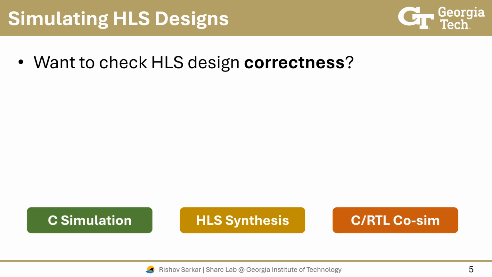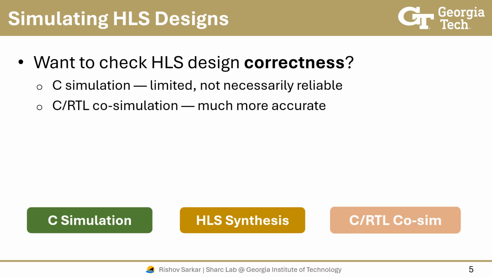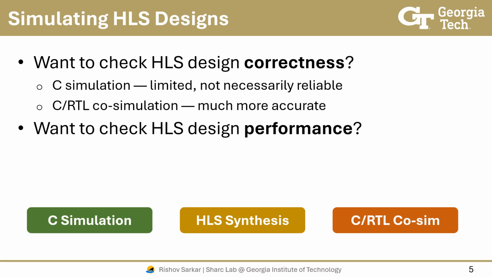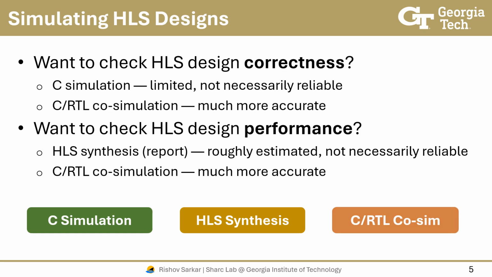So, if you want to check the correctness of your HLS design, you have 2 options. You can perform C simulation, which is limited in scope and not necessarily a reliable indicator of the correctness of the generated design. Or you can do C RTL co-simulation, which is much more accurate. For HLS design performance, you also have 2 options. You can look at the HLS synthesis report, which has rough estimates for your latency that may not be necessarily reliable, or you can again perform C RTL co-simulation, which is much more accurate.